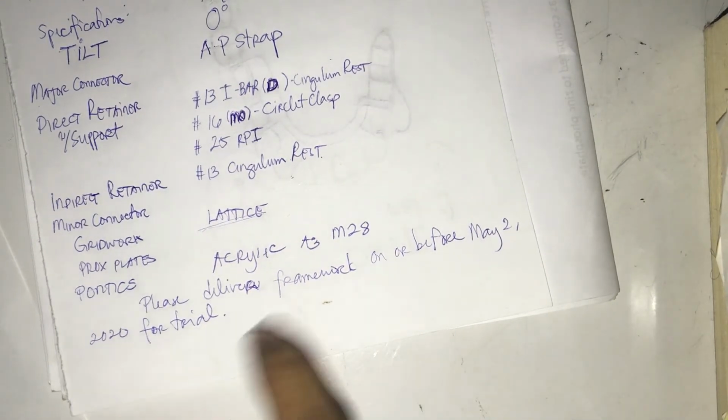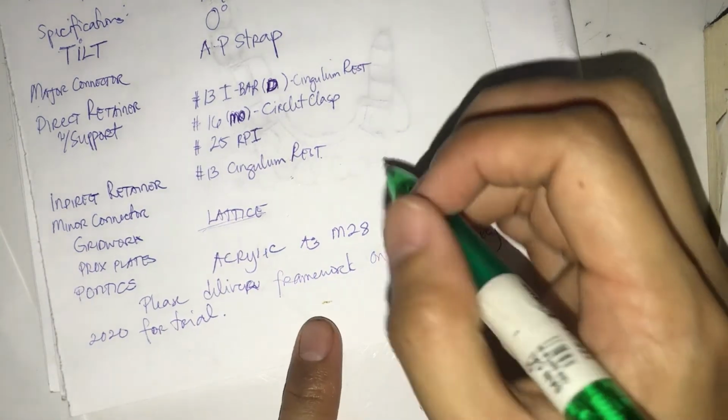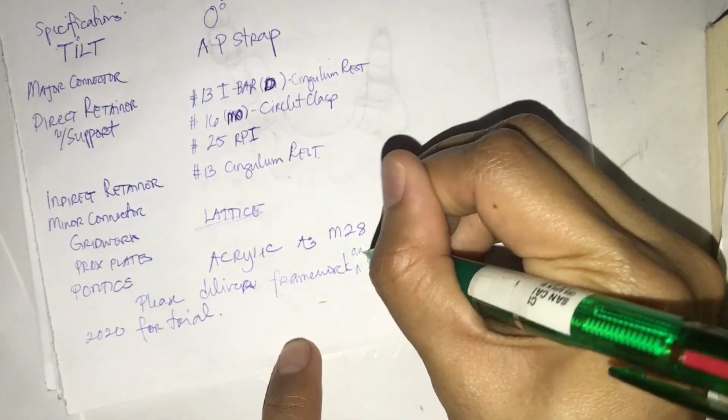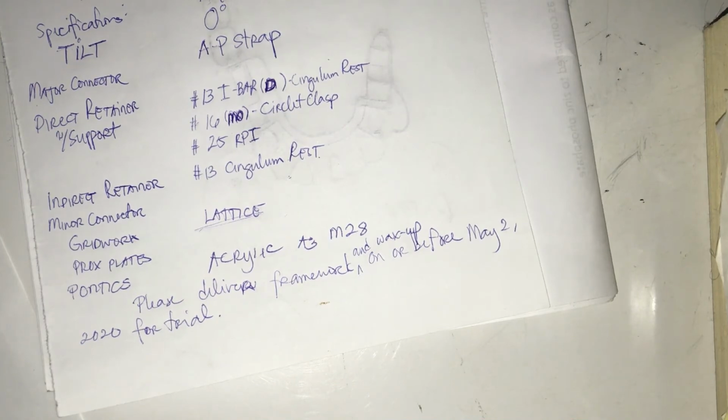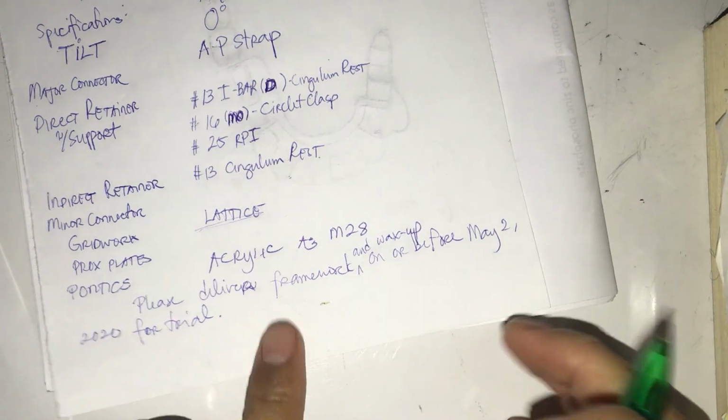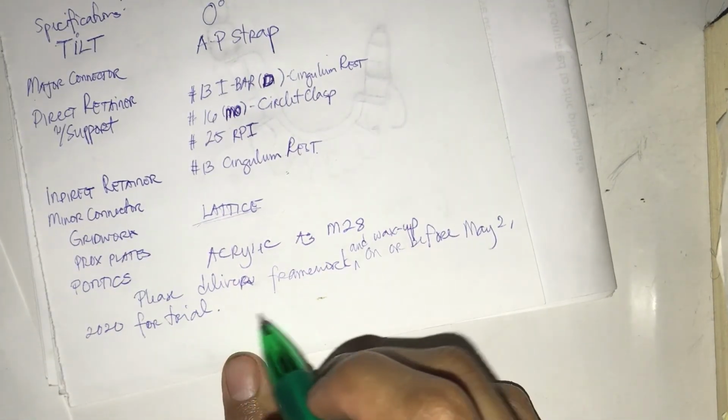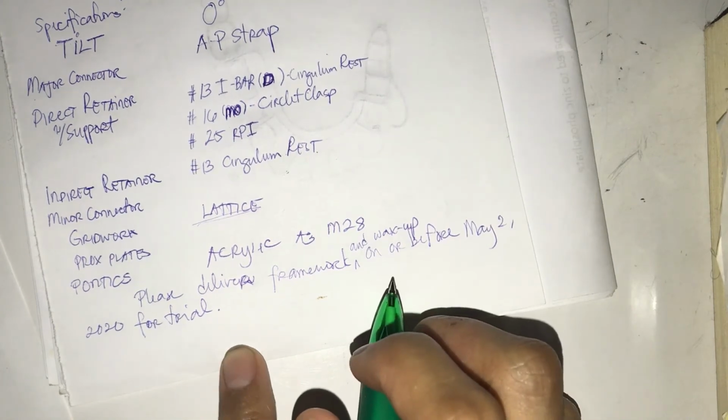for trial. If this is just the way you wrote it, they're just going to give you a framework. But if you are going to include framework and wax up, meaning it already has the pontics and the denture base wax up there, they're going to already include it there for trial. But again, as your part as students, actually it's not good. You're supposed to try the framework first, and then you're going to get your vertical relations and then your dimensions before you proceed to the wax up. So please deliver framework and wax up on or before May 2 for trial or try-in.